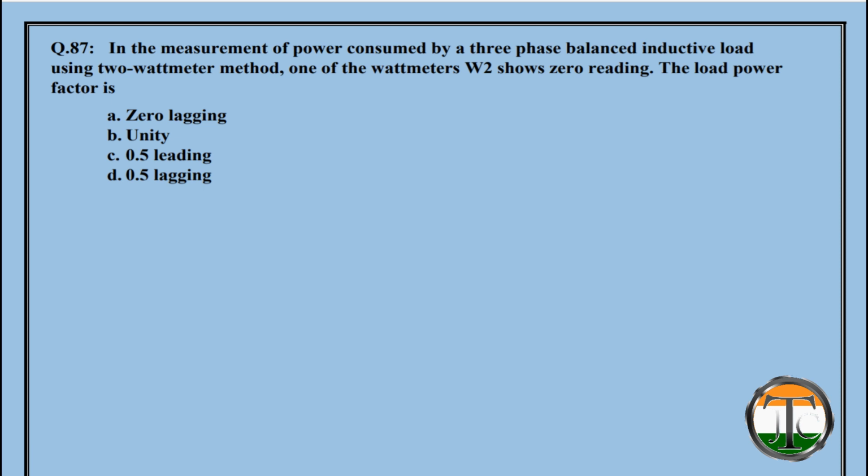The next question is question number 7: in the measurement of power consumed by a 3-phase balanced inductive load using the 2 wattmeter method, one of the wattmeters shows 0 reading. The load PF is: option A is 0 lagging, option B is unity, option C is 0.5 leading, option D is 0.5 lagging. So in this question a 3-phase balanced inductive load is given, and one of the wattmeters shows 0 power. We have to find the load PF.